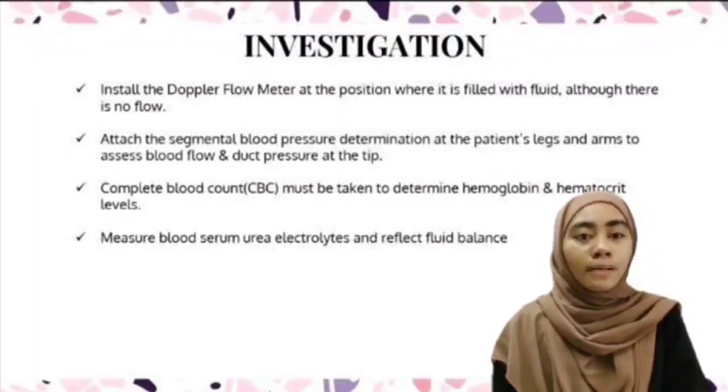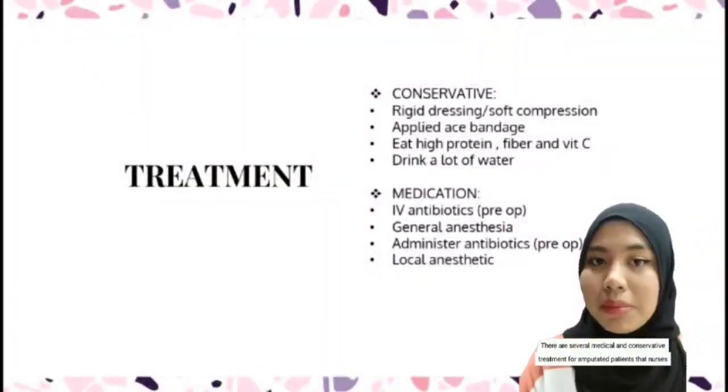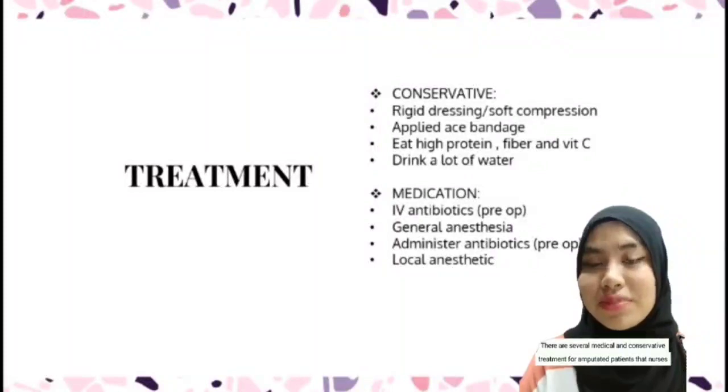Next, measure blood serum urea and electrolytes, which reflect fluid balance, to detect abnormalities of blood chemistry, primarily kidney function and dehydration. Vascular Doppler ultrasound is also performed if the patient is suspected of having deep vein thrombosis. There are several medical and conservative treatments for amputated patients that nurses can give to the patient.